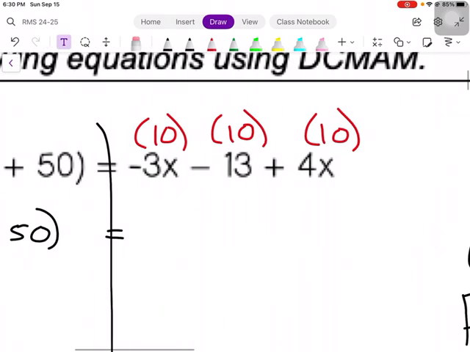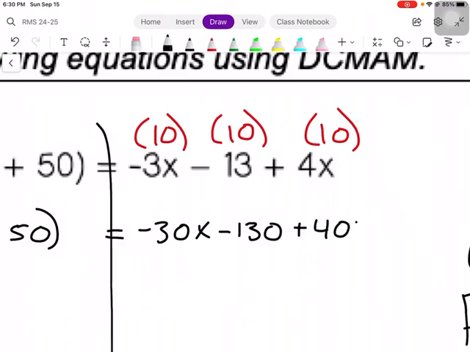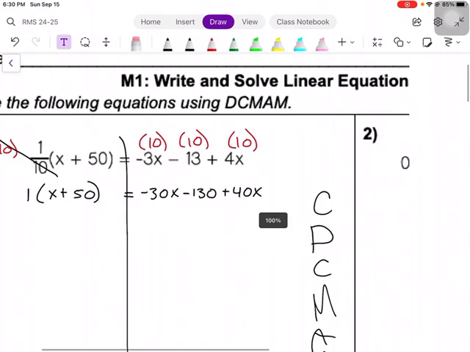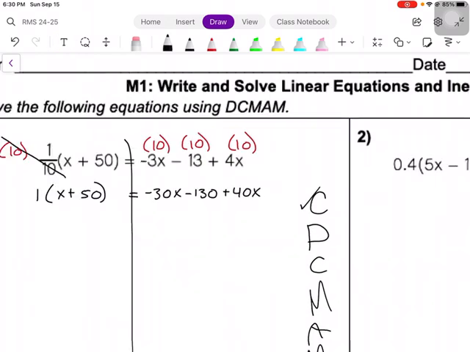Now on the right, I do have to multiply these terms by 10. So negative 3x times 10 is negative 30x. Negative 13 times 10 is negative 130. And positive 4x times 10 is positive 40x. Okay, so I just did step 1 where I clear any fractions, and I move on to the next step.